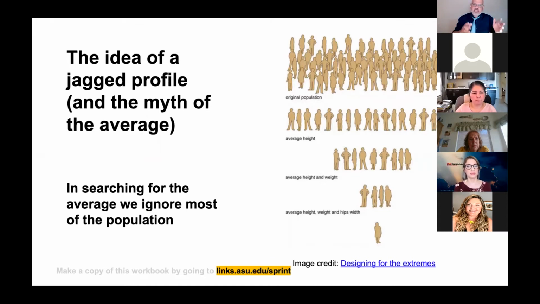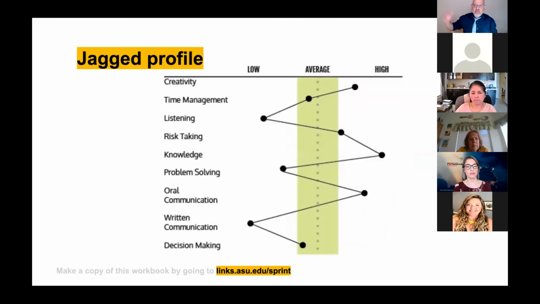Because you could be average on height, but you won't be average on weight. All of us, each one of us individually, all of the learners in our classroom have what we call jagged profiles. What it means is that you might be high on creativity, you might be average on time management, you may be low on listening. And that profile will vary for another person. And so when we design for the average, we are actually designing for a mythical person.